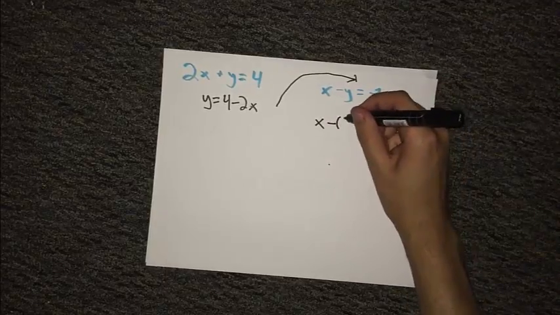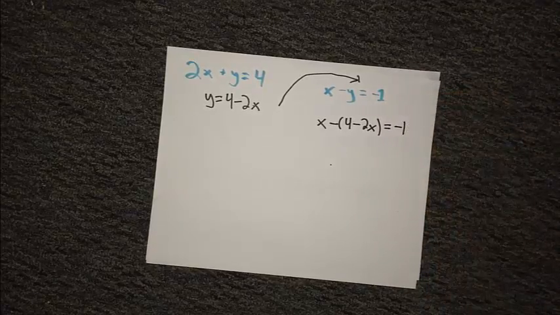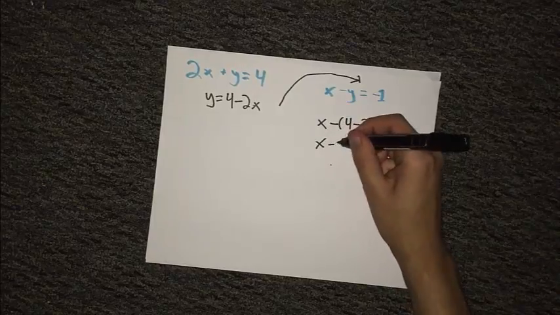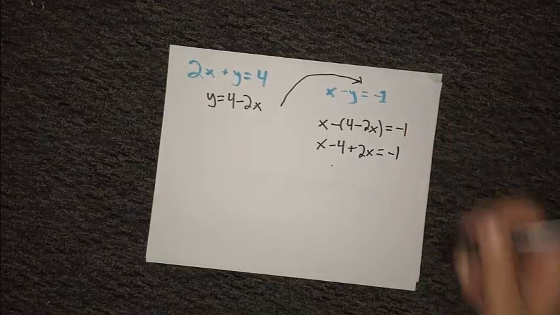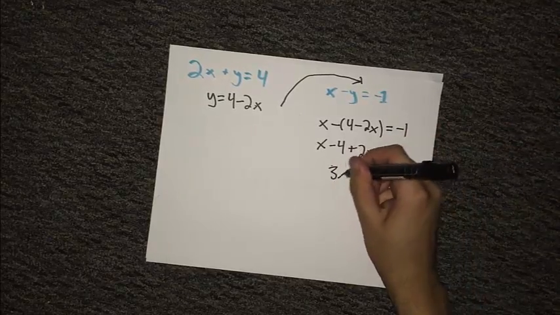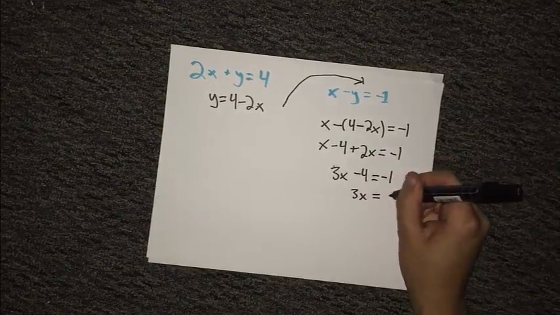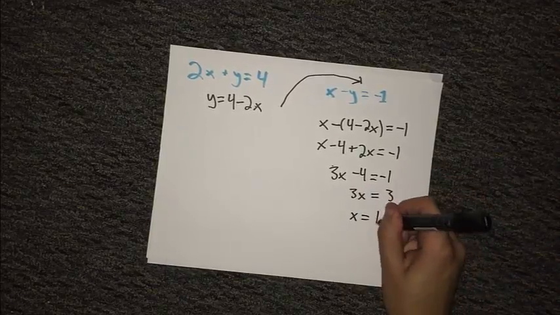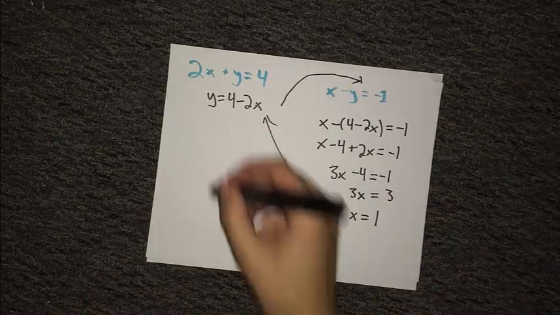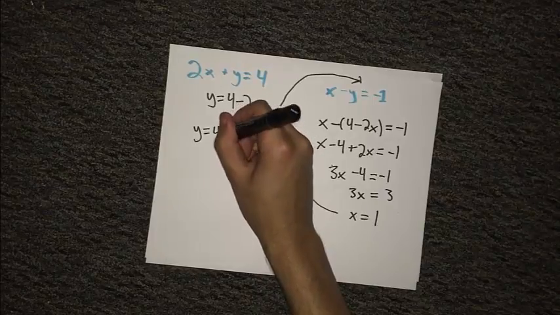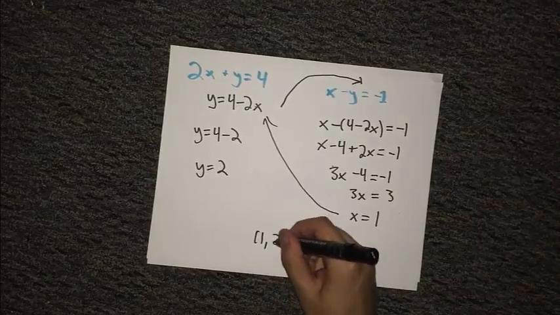We'll then get x minus (4 minus 2x) in parentheses is equal to negative 1. We then make sure to distribute the negative sign properly to get x minus 4 plus 2x is equal to negative 1. Once again, we need to single out the x, but first let's combine like terms to get 3x minus 4 is equal to negative 1, and then 3x is equal to 3, leaving x equals 1. Now, just like last time, we're going to plug x into the original equation. We'll then get y is equal to 4 minus 2, meaning that y equals 2. The coordinate point is once again 1, 2.